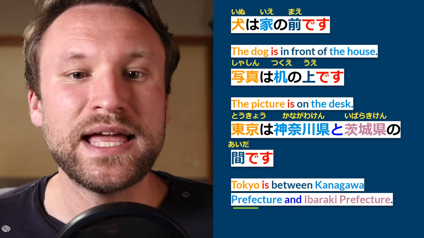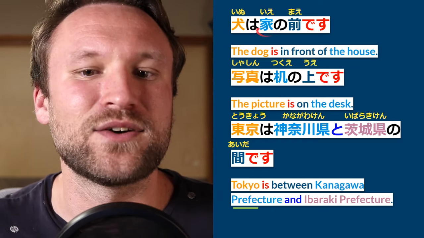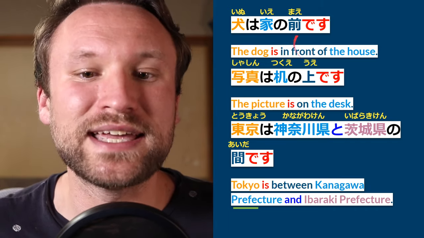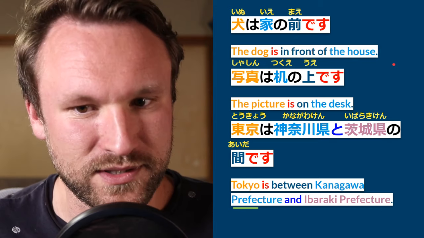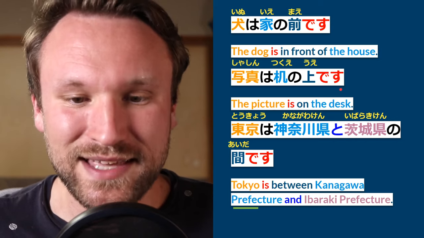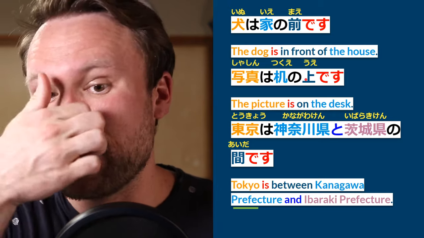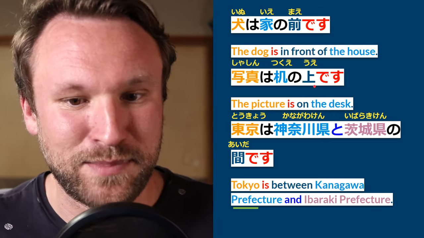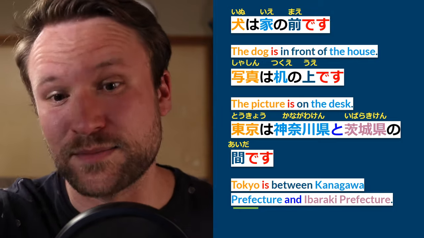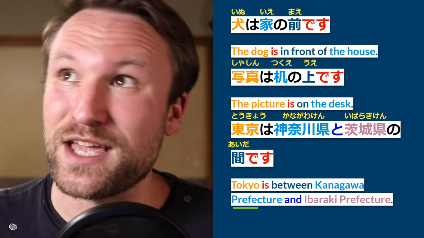All right, so let's go ahead and get into some actual sentences, and I will get to your questions. Inu wa ie no mae desu. So here we have our X, Y, and our location word. The dog is in front of the house. Shashin wa tsukue no ue desu. The picture is on, ue. Ue can also mean on or above the desk. Obviously it means on because the picture is not going to be floating above the desk. I suppose it could be on the wall behind the desk, but in that situation you could also say tsukue no ue ni arimasu, for example.